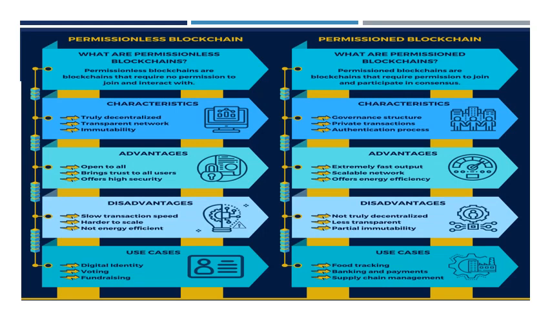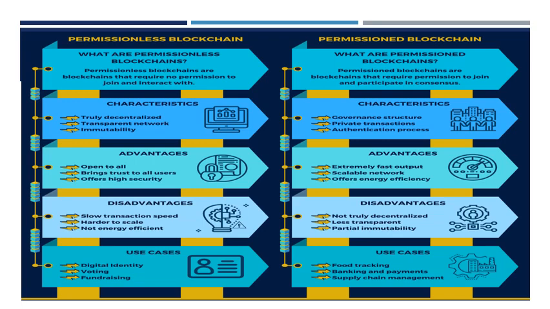So here I have shown the comparison of permissionless and permissioned blockchain. As I have told, in permissionless blockchain, the blocks require no permission to join and interact with, and in permissioned it is not the case. The blocks require permission to join and participate in the consensus. The characteristics of permissionless blockchain are that they are truly decentralized, transparent, and immutable. The permissioned blockchain has a governance structure, private transactions, and an authentication process.